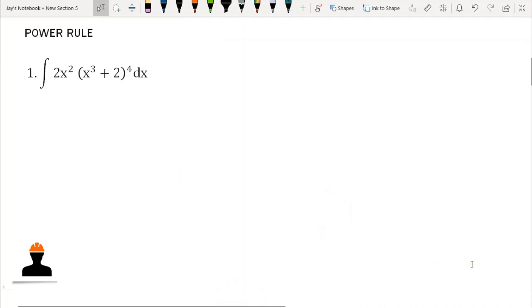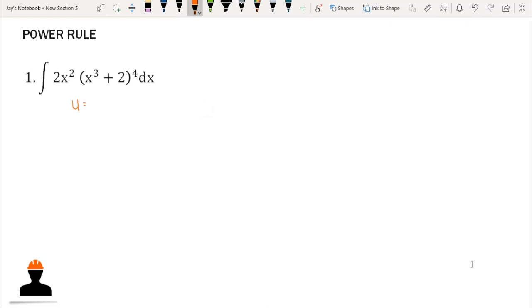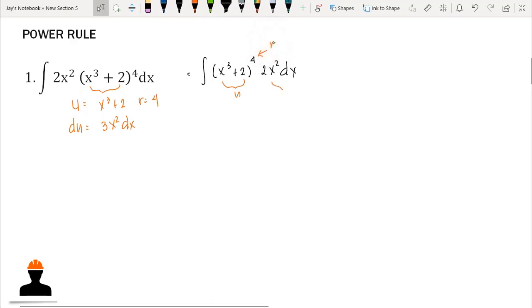For example, in this one, we have the integration of 2x squared times (3x cubed plus 2) raised to 4 dx. The way we computed that in our previous video, we identified u, which in this case is this one, and our r is 4. Then the derivative of u is 3x squared dx, so we can use the power rule. However, if we rewrite our equation as (x cubed plus 2) raised to 4 times 2x squared dx, we have this as our u, this one is our r, and this one should be our du.